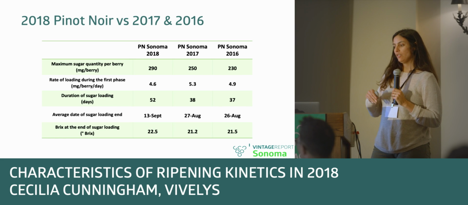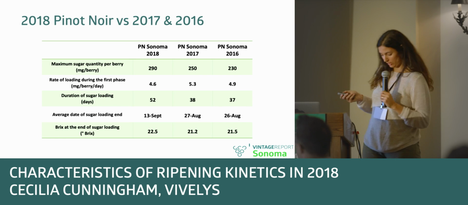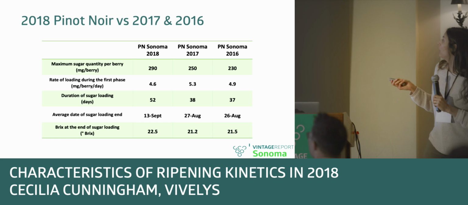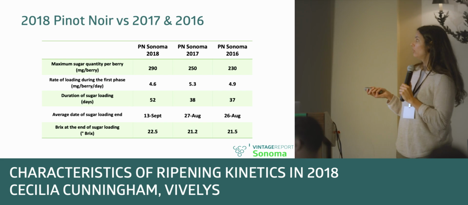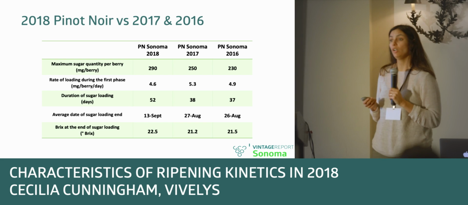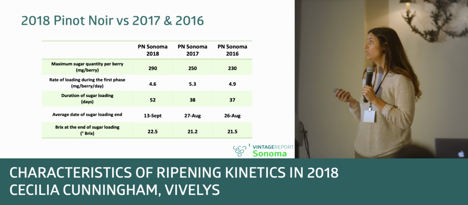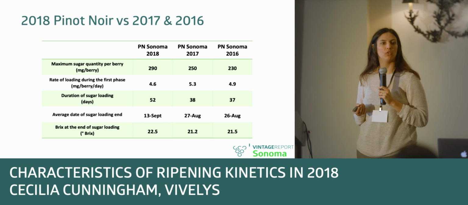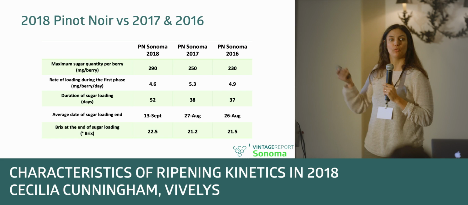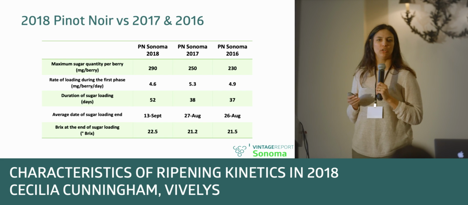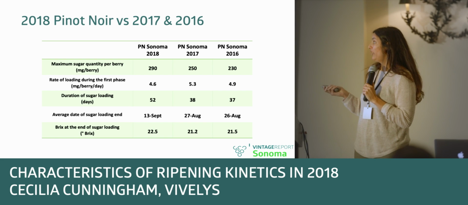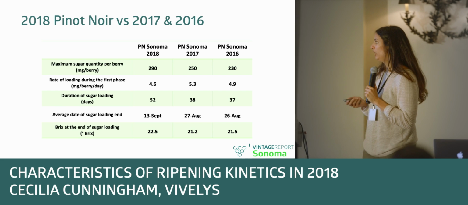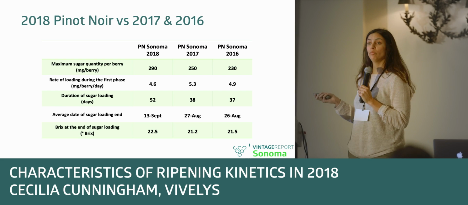If we compare these last 3 years, you can see how 2018 had much more sugar at the end than 2017 and even 2016. 2017 was already a good year. We consider it a good year in terms of load, especially for Pinot. Sometimes Cabernet is not the same. We had 52 days compared with 37, 38 days, so very, very long, and really good numbers at the end.